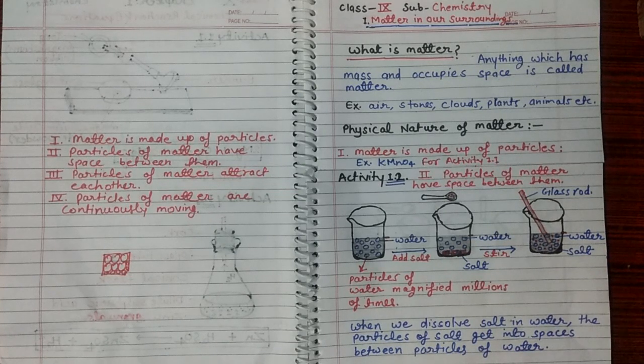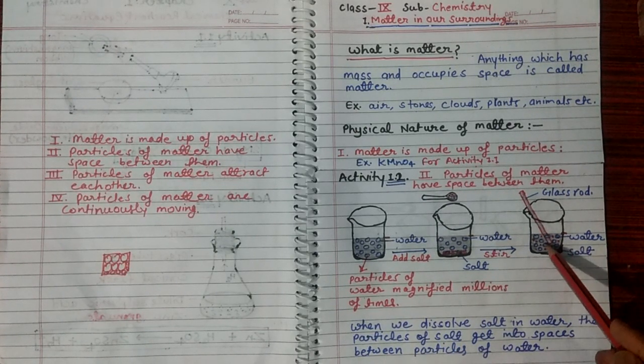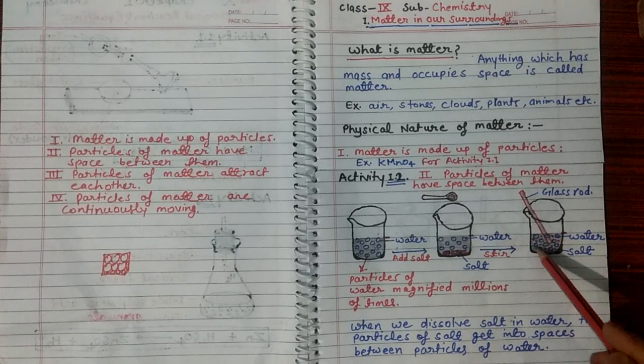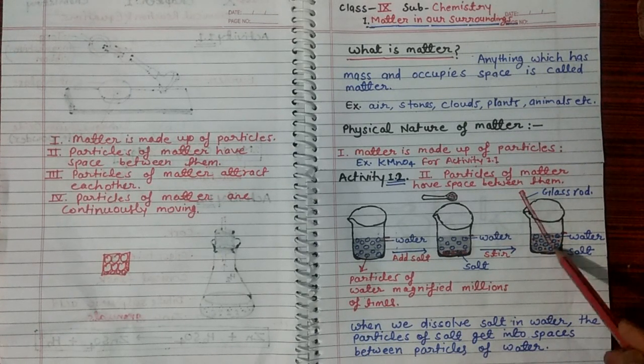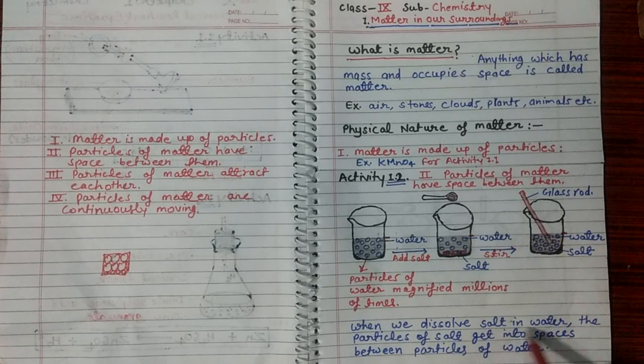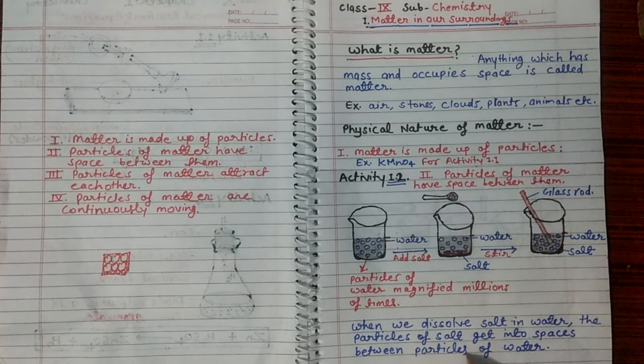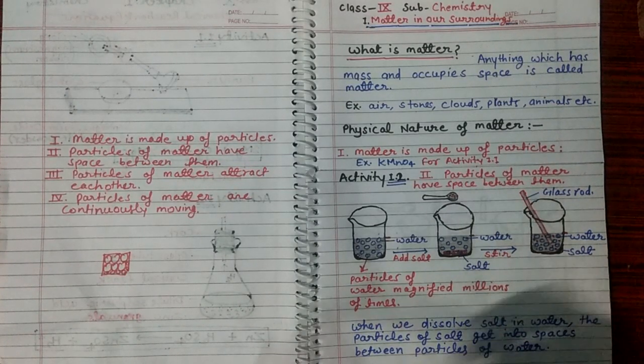So what does this mean actually? Where is the salt now? We can say that the salt particles are taking part here in the space between the particles of the water molecules. So when we dissolve salt in water, the particles of salt get into spaces between particles of water. So that means the particles of matter have space between them.